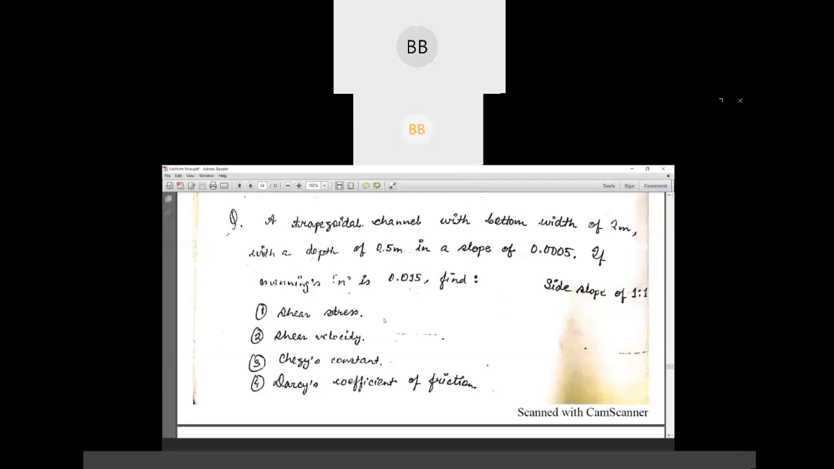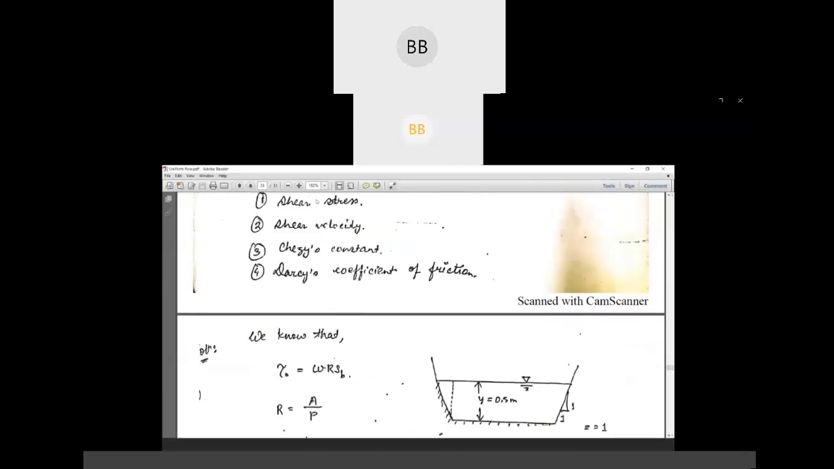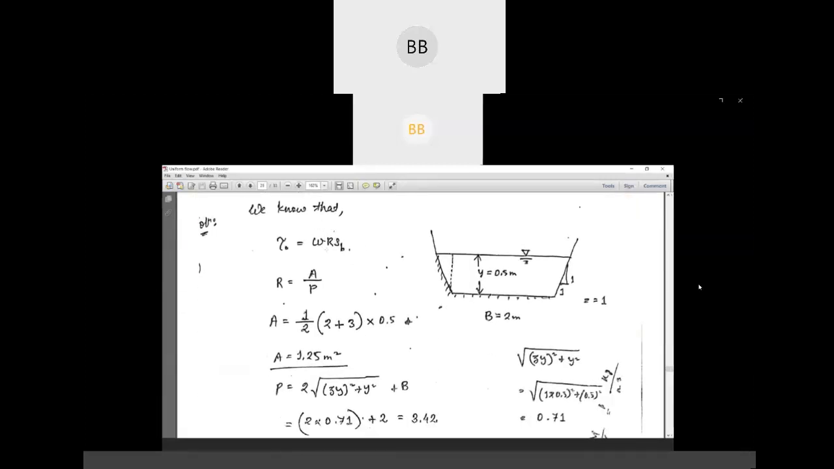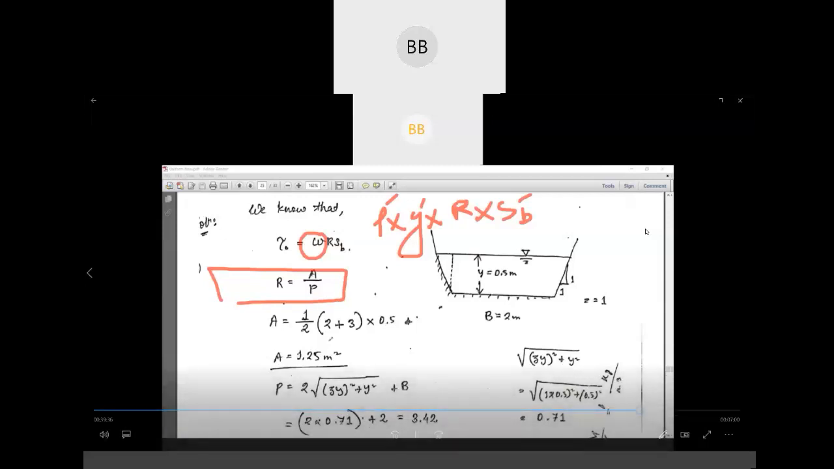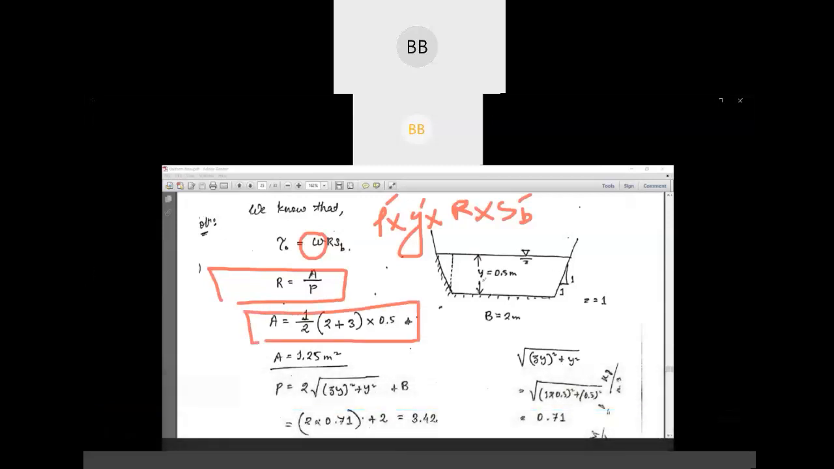First you find out the shear stress. So shear stress is nothing but specific weight multiplied by R into bed slope. Specific weight is rho into g, then R into slope. Slope is given, g we know, density also we know. Then we need to find out first the R value. R is nothing but area by wetted perimeter. These things you already know. Area of a trapezoidal channel, see if you are getting the same, 1.25 meter square.